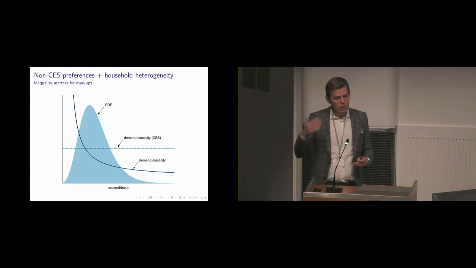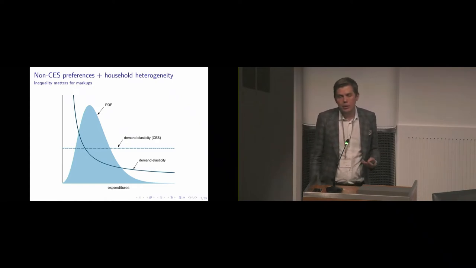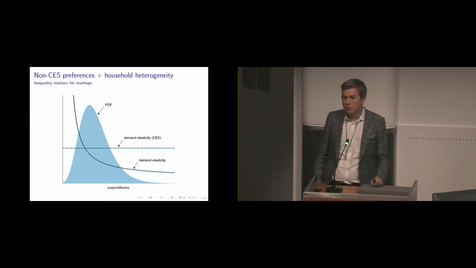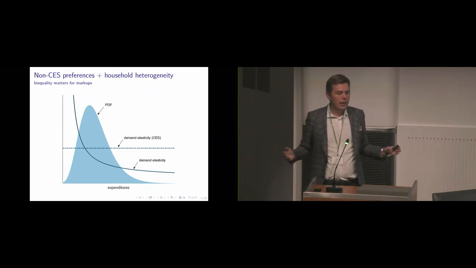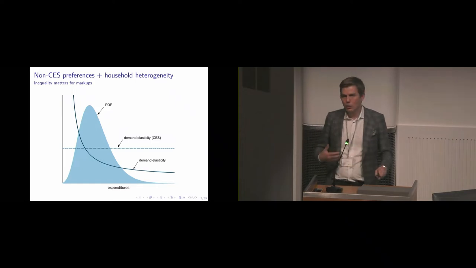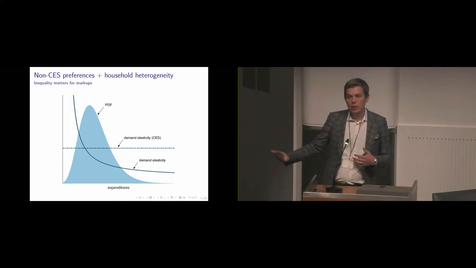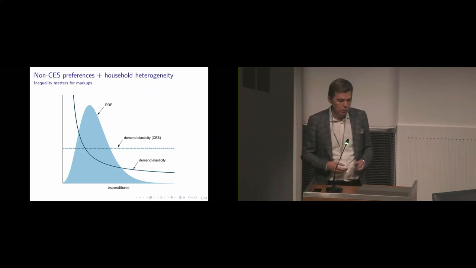Now, suppose we're in a world in which demand elasticities are heterogeneous, and empirically, the most reasonable case seems to be that rich people tend to be less price sensitive, so they have lower demand elasticities. Now we can see that the distribution of demand elasticities is going to matter for the macroeconomy. If you're a firm and you're going to sell mainly to rich people, they're going to be less price sensitive. Then you're going to set higher markups than, say, a firm that sells mainly to poor people.